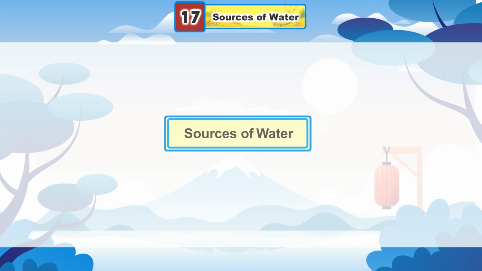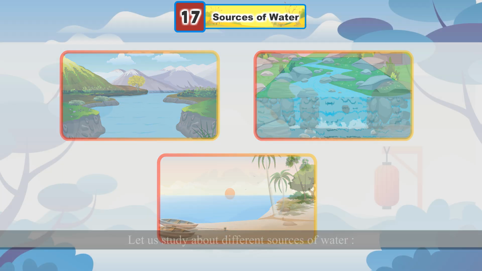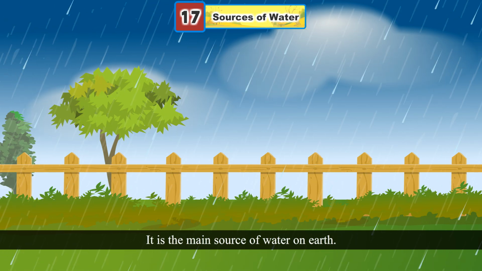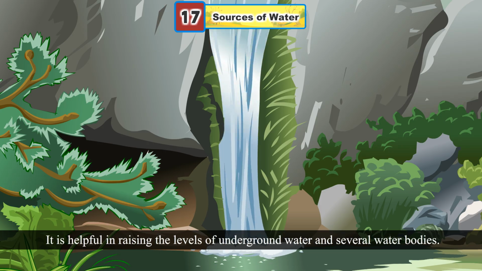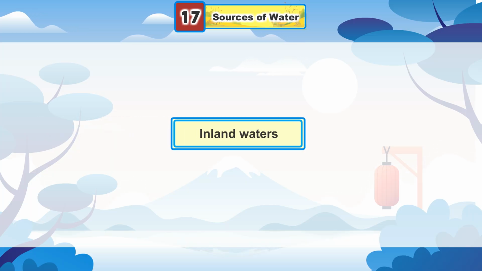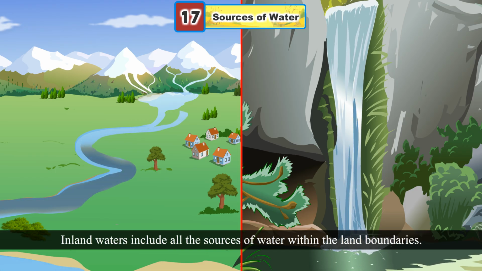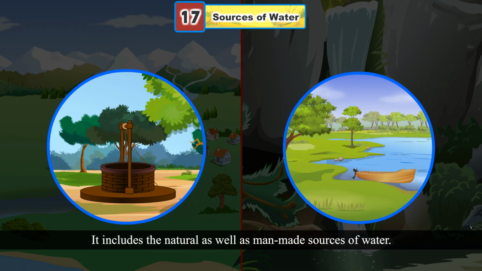Sources of water. Let us study about different sources of water. Rain. It is the main source of water on Earth. It is helpful in raising the levels of underground water and several water bodies. Inland waters. Inland waters include all the sources of water within the land boundaries. It includes the natural as well as man-made sources of water.